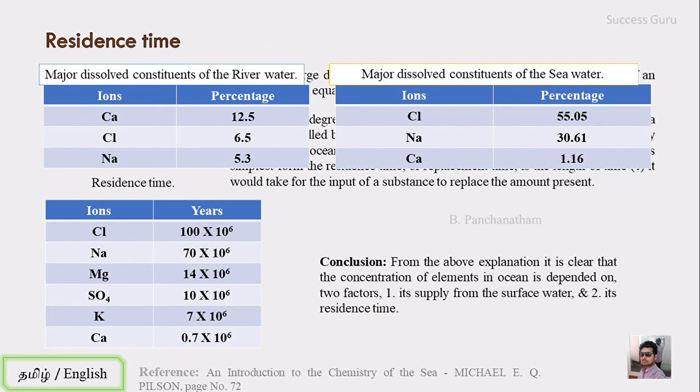From these comparisons, it is clear that the concentration of an element in the ocean depends on two factors. The first one is its supply from the surface water, that is from the rivers, and the second one is its residence time itself. So by understanding the residence time and the supply, you can determine the ocean water composition, right? I hope I have explained the relation between the residence time and the composition of the ocean water as well as the composition of running water.